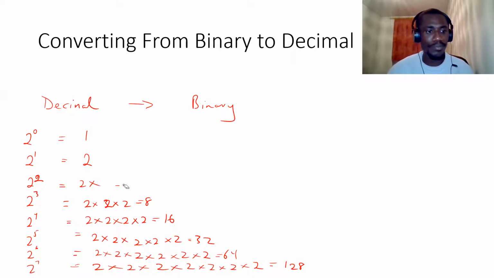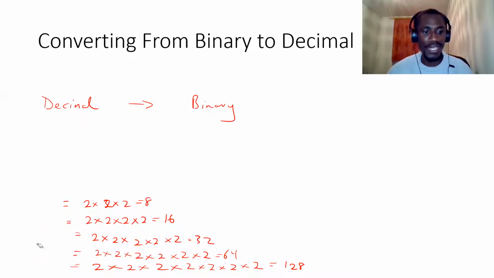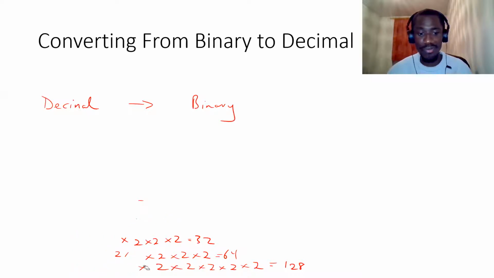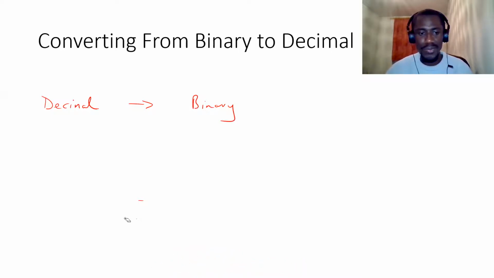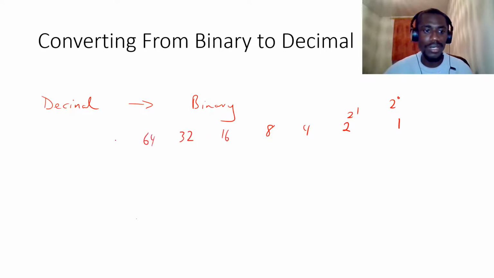We mentioned that these numbers would help us convert from decimal to binary. To convert between binary and decimal, you need to know some specific numbers. These numbers are 1, 2, which is the same as 2 power 1, then 2 power 2, which gives you 4, and then 8, 16, 32, 64, and 128.